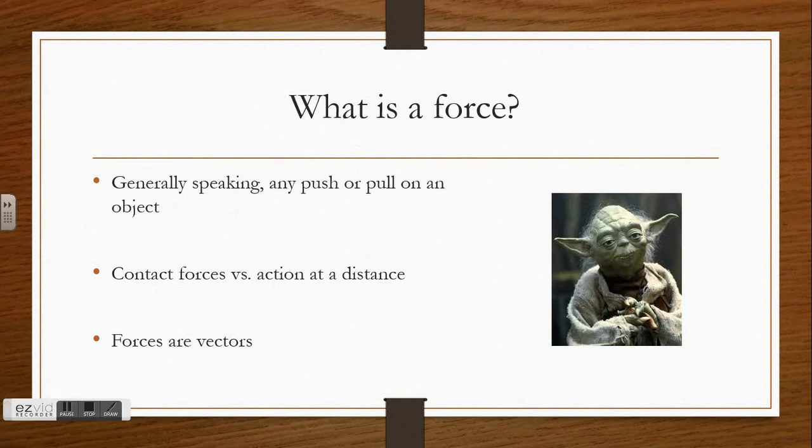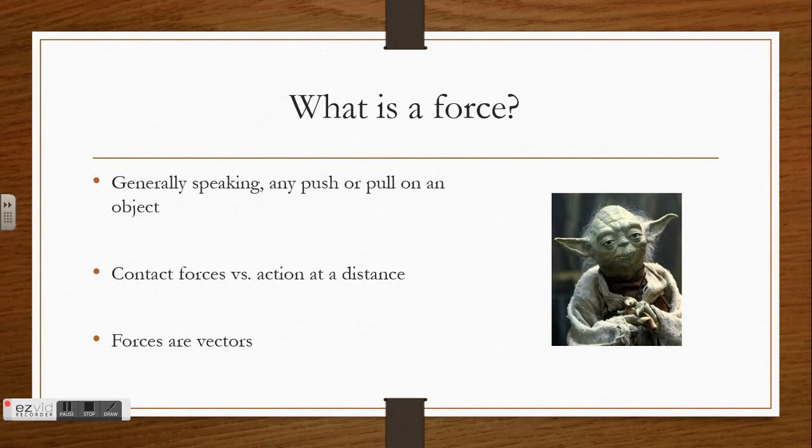Action at a distance forces usually can be modeled by developing what we call a field. The technical term in physics is a force field, which allows us to begin to model how that force looks over various distances.